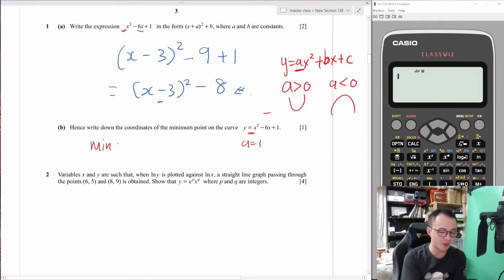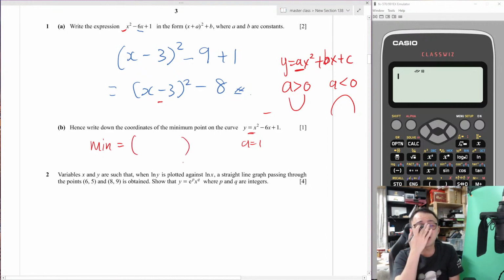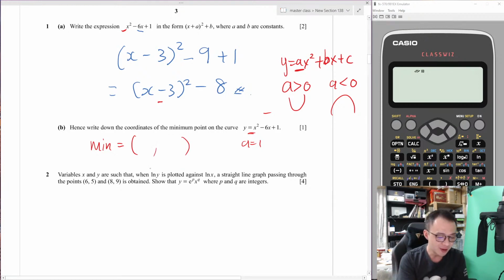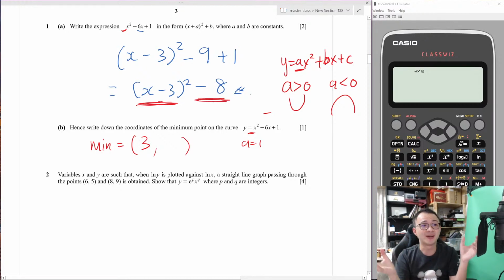How do we get the minimum coordinates? It's very easy. One of the purposes of completing the square is to help you find a minimum or maximum. The x coordinate is inside the bracket, and the sign will always be opposite: negative 3 gives you positive 3. The y coordinate is the one outside of the bracket square, which is negative 8. Done.